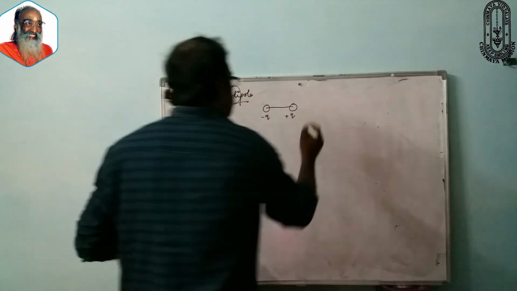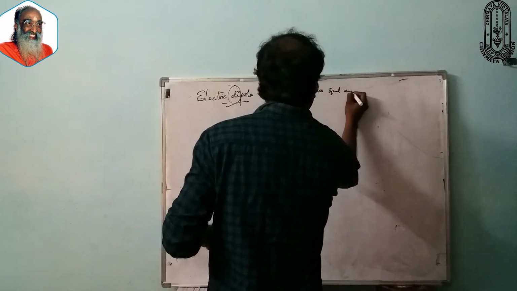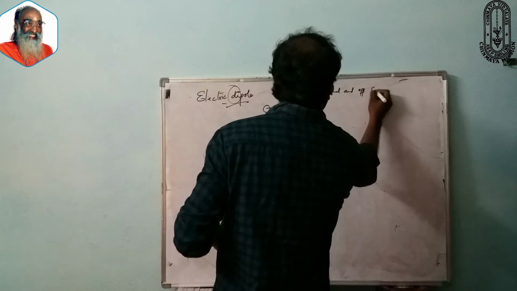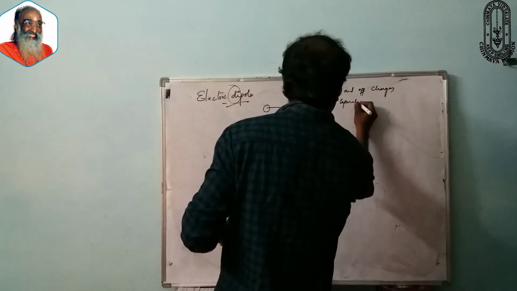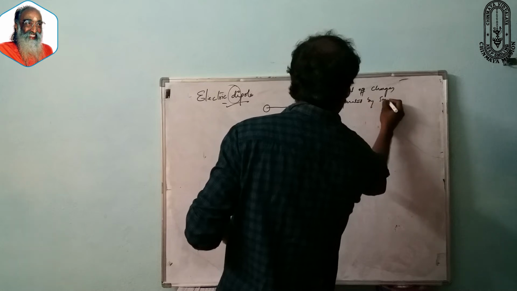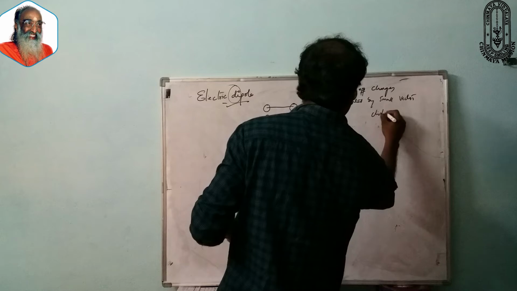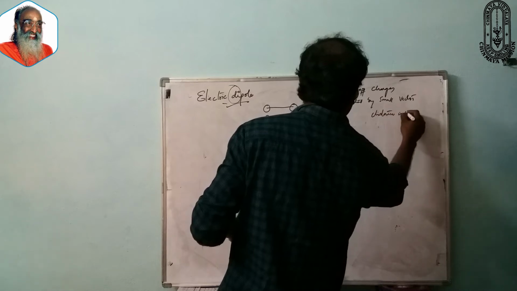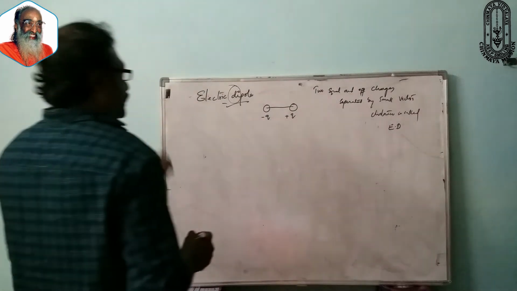How to define this? Two equal and opposite charges separated by a small vector distance is called electric dipole. Okay, right.